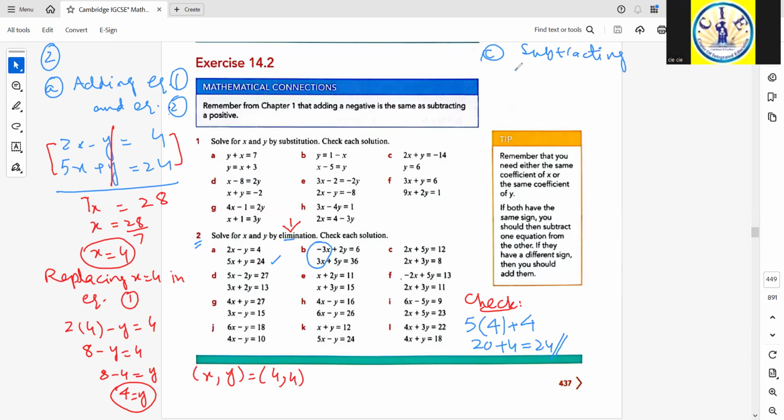Subtracting these two equations, 2x plus 5y is equal to 12, and then 2x plus 3y is equal to 8. When we subtract them, in case of subtraction, the signs of all the terms of the equation which is being subtracted get changed. This will become negative 2x, this will become negative 3y, and this will become negative 8 now. Now we can easily cancel them.